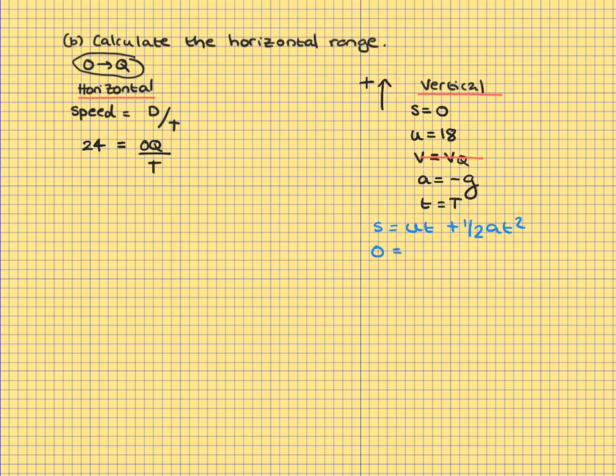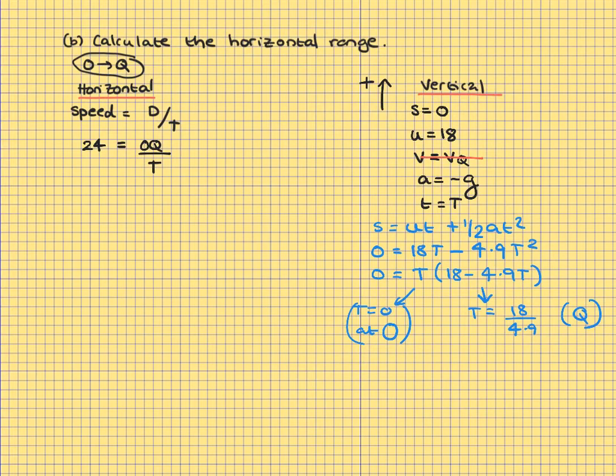So 0 equals 18t minus 4.9t squared. We can factorise this quadratic equation. Take out the t, like this, and then of course we get t equals 0, which is not the solution we want. That's when the particle is at its starting point at the origin. But the second answer that we get, t equals 18 over 4.9, that's when the particle is at point Q. And what we're going to do is use that to work out the horizontal range.